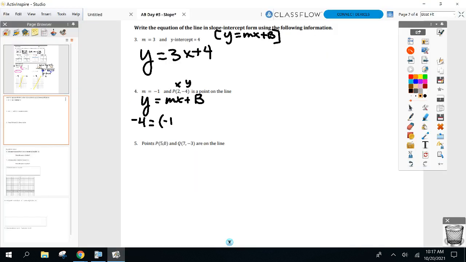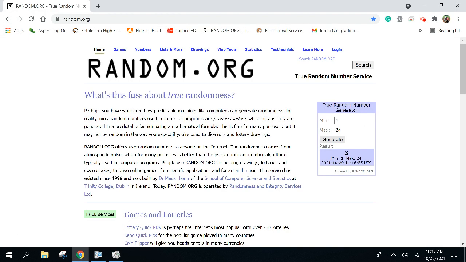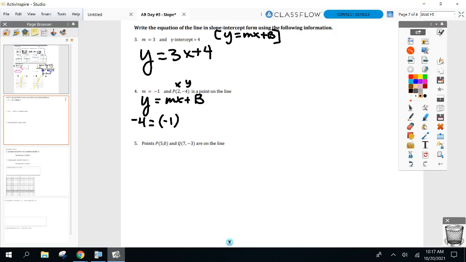So, and for m, I got -1. What's the x coordinate? I know. 14. I'll take that one. 2. And what am I solving for? B. So I'm going to use the equation to solve for the y-intercept. Plug all your values into y equals mx plus b. Keep going. -4 equals -2 plus b.